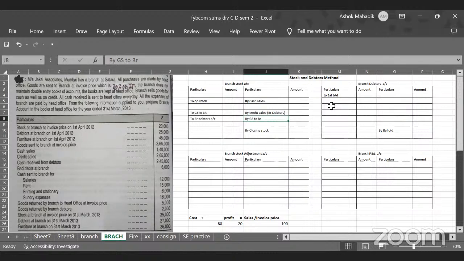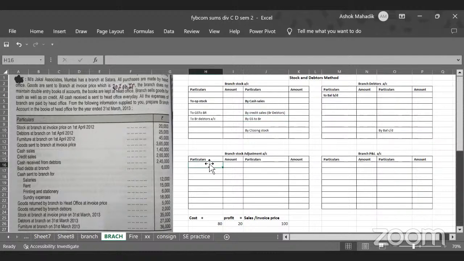Now let us start with the sum. The basic information they have given in the first paragraph was only information, so it won't have any effect in accounts. So we'll start with the table.